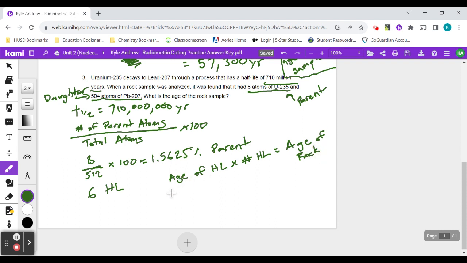So the age of the half-life is 710 million years. And there's been 6 half-lives. So 710 million times 6. 7 times 6 is 42. And then 6 zeros. The answer is 4,260,000,000 years. This is the age of the rock.